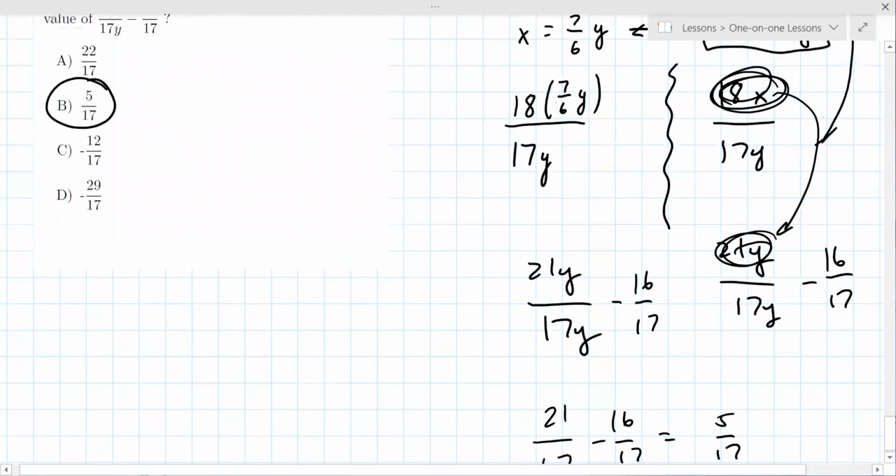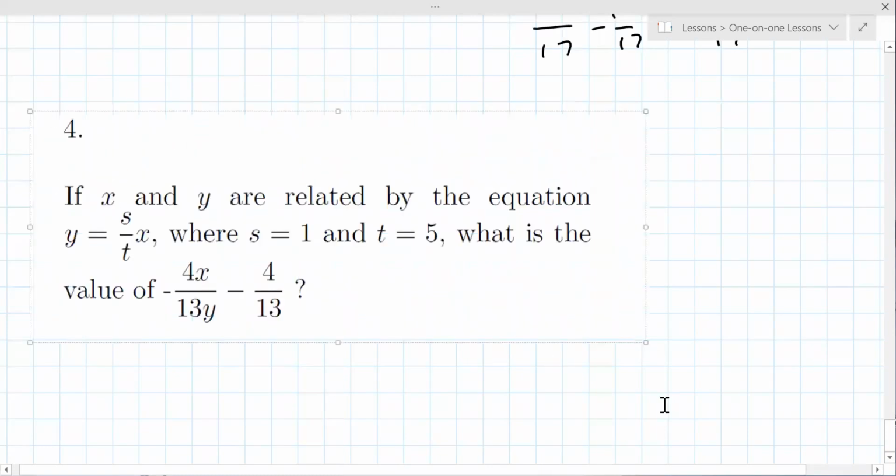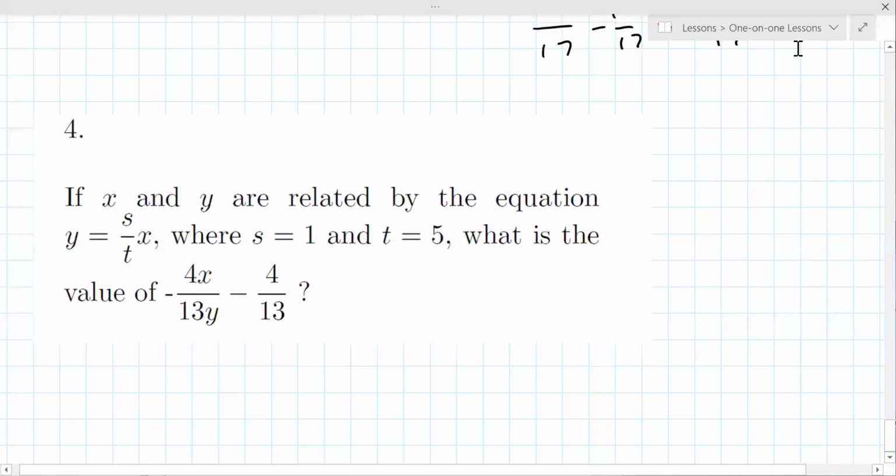Okay, one more, but this time I'm not going to give you the multiple choice, and you get to decide how you do it. What I'm trying to get you to see, and that's why we do these problems so many times in a row, is that you don't always solve for the variable. Sometimes you solve for a multiple of that variable, and that's what you really should take away from this problem: you're not always solving for x, you're not always solving for y. Sometimes you're solving for a multiple of x or a multiple of y.